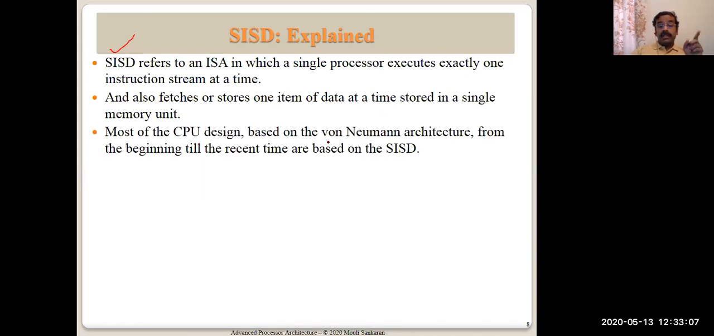And a CPU could be implemented using the von Neumann architecture. Because I am saying it can do only one instruction and one data, if it is a von Neumann architecture, it will be either fetching an instruction in one cycle or data in one cycle.